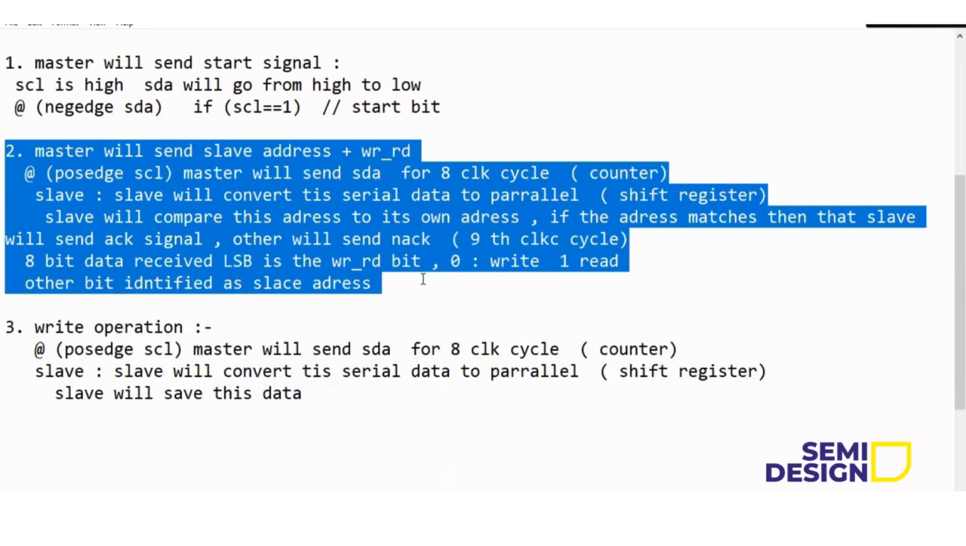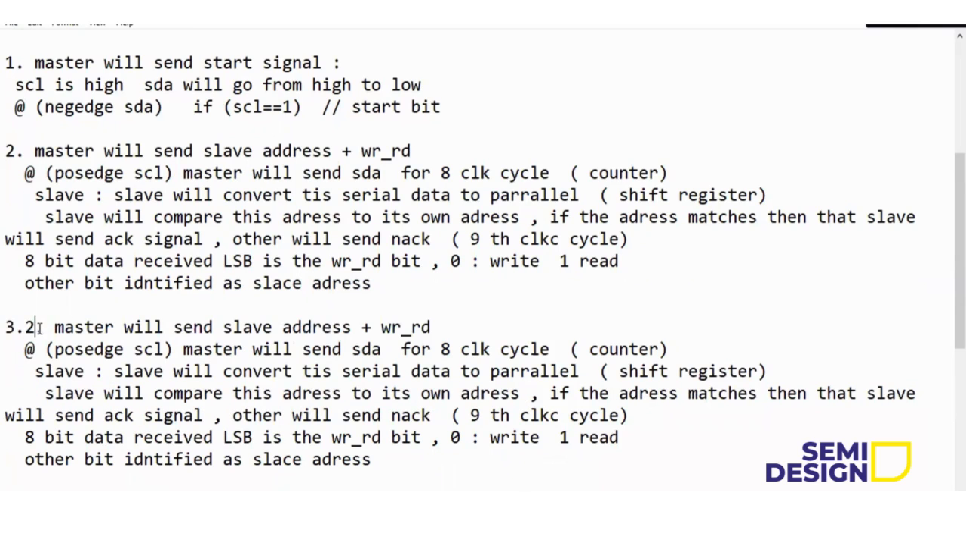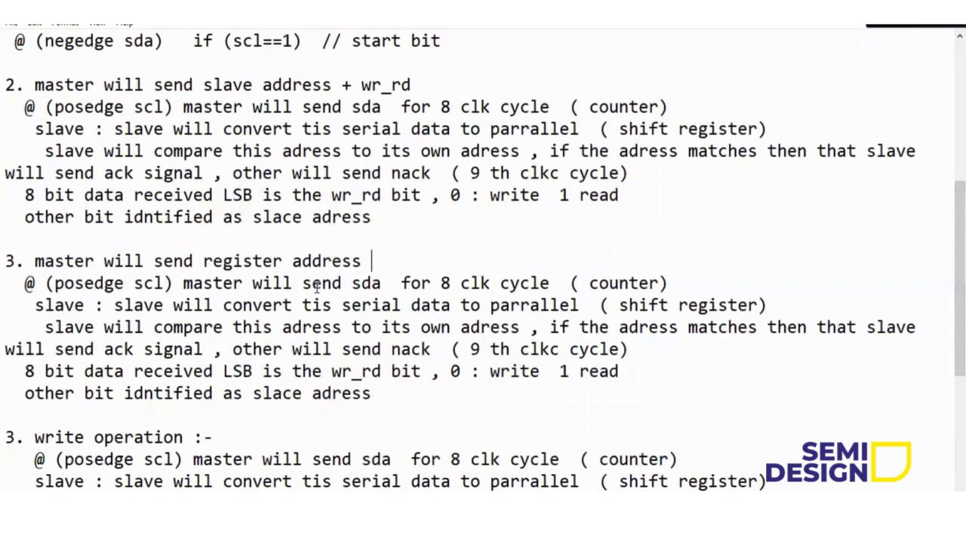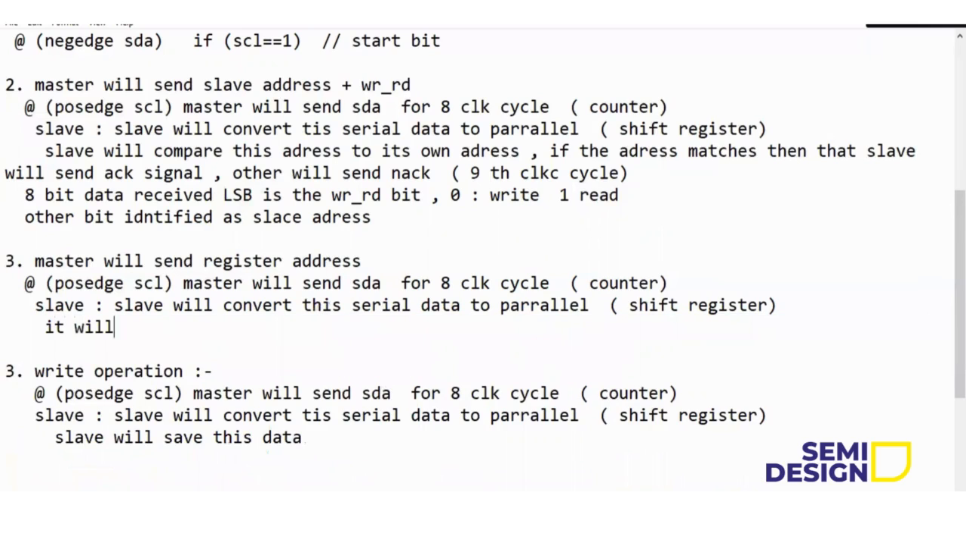So that is the register address. That means at the positive edge of SCL, master will send SDA for 8 clock cycles. Slave will convert this serial data to parallel and it will store that address.